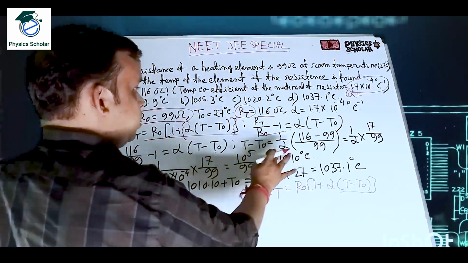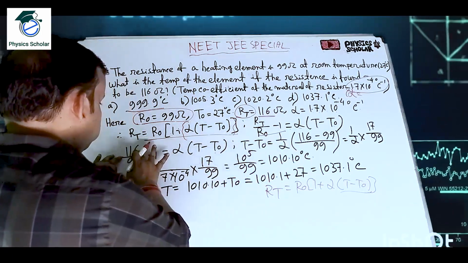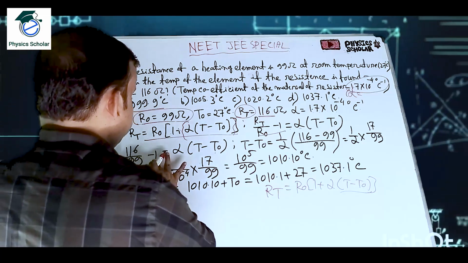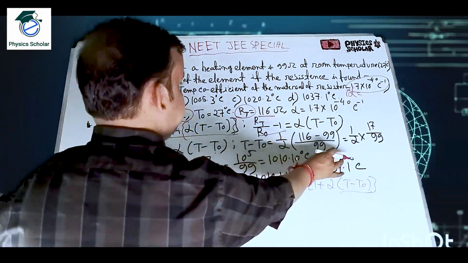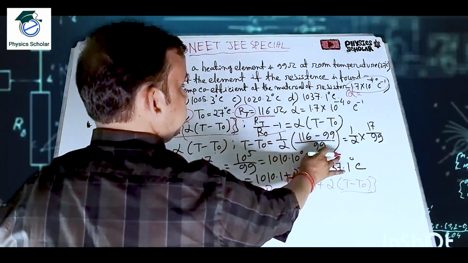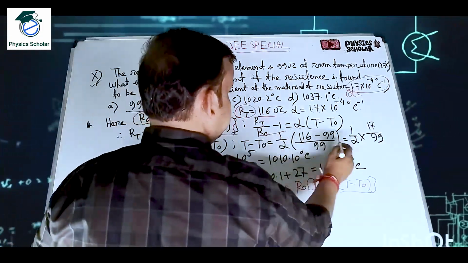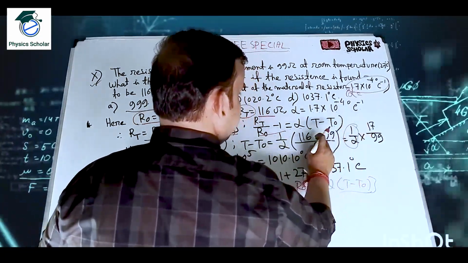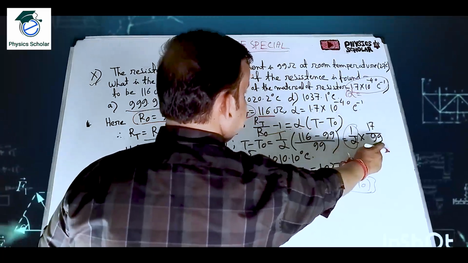1 by alpha into what? 116 by 99 minus 1. So 99 will be the LCM. So 116 minus 99. 1 by alpha into (116 minus 99) by 99. Very simple. Clear? Then 1 by alpha into what? Now 116 minus 99 means 17 by 99.